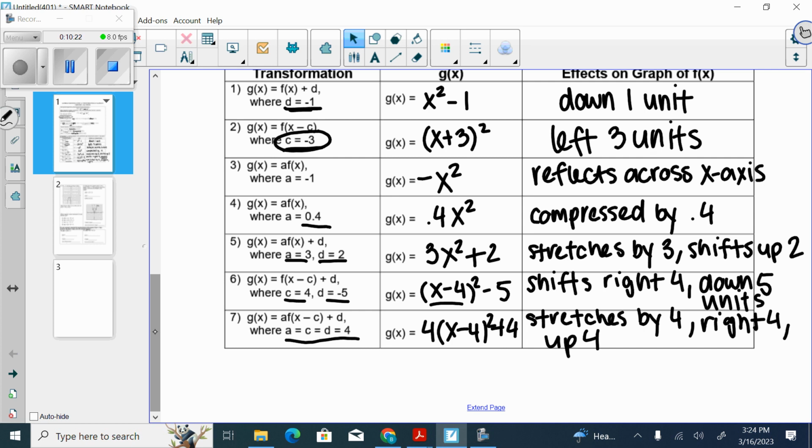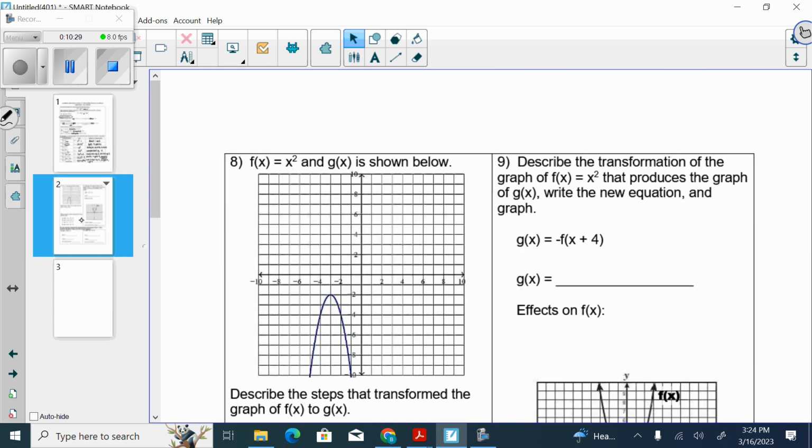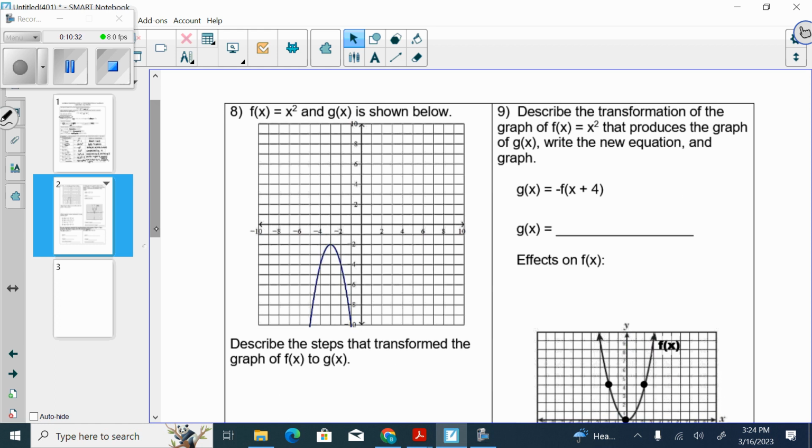All right, flip it over on the back, and we're just going to look at a couple of graphs. All right, so number 8 says that they show the graph for g of x, but we should already know what f of x equals x squared looks like. Remember, that's the parent function that starts at 0, 0 and goes up 1 over 1, right? It makes the normal U shape with no movement, okay? It says describe the steps that turned this into this graph that we see right here, okay?